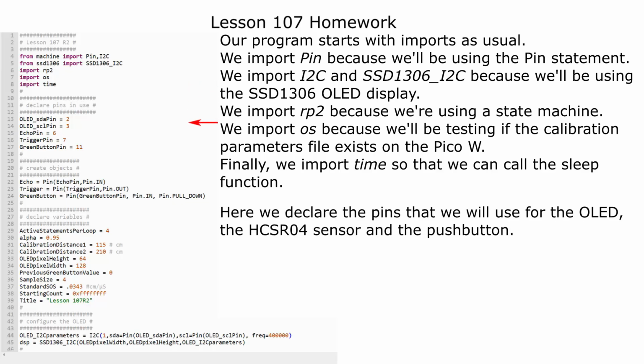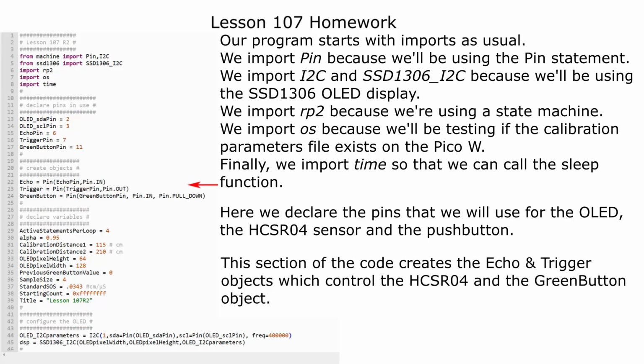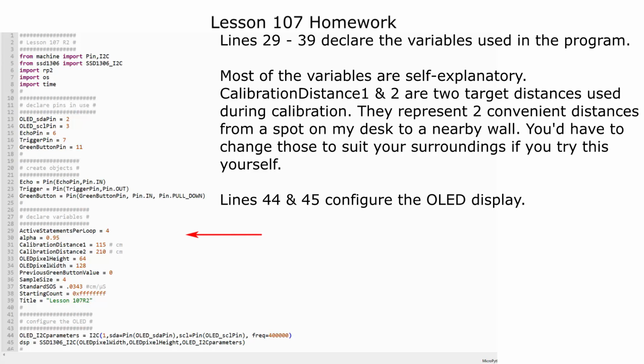Here we declare the pins that we will use for the OLED, the HCSR04 sensor, and the push button. This section of the code creates the echo and trigger objects which control the HCSR04 and the green button object. Lines 29 to 39 declare the variables used in the program. Most of the variables are self-explanatory. Calibration distance 1 and 2 are two target distances used during calibration. They represent two convenient distances from a spot on my desk to a nearby wall. You'd have to change those to suit your surroundings if you try this yourself.